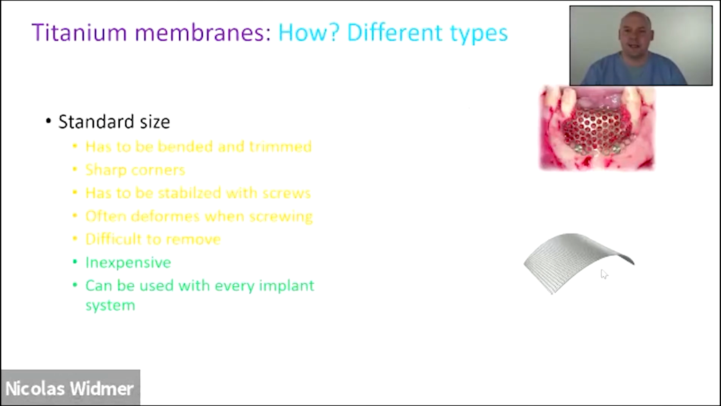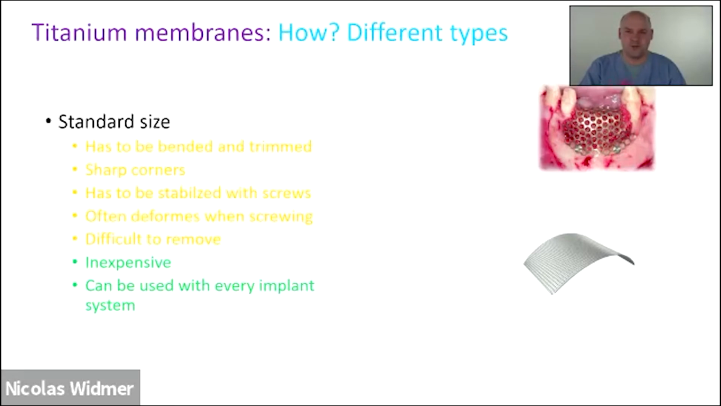But about 10 years ago, I often used this kind of membrane. It was a standard size. I had to cut it and bend it into the correct shape. I used it this time together with xenograft. I mean, results were good, but the handling was very complicated, and also some problems like dehiscence happened quite often.